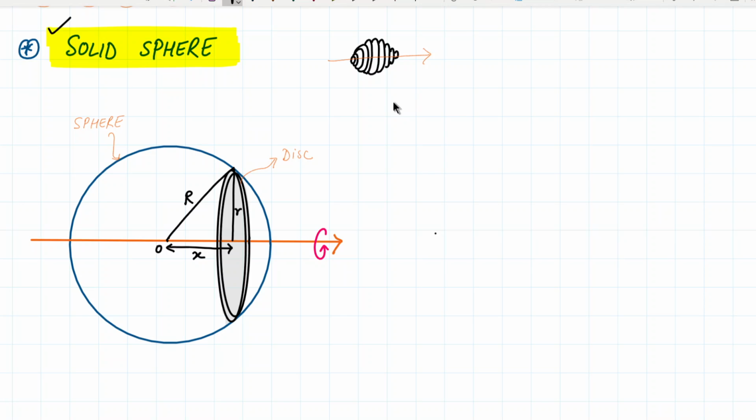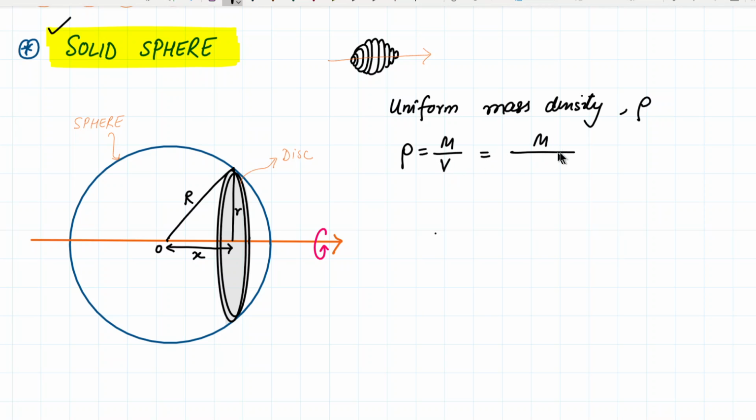So uniform mass density distribution, uniform mass density rho, and rho is equal to the mass of the solid sphere divided by the volume. What is the volume of a solid sphere? 4 by 3 pi R cube. So this is equal to 3M upon 4 pi R cube, where R is the radius of the solid sphere.